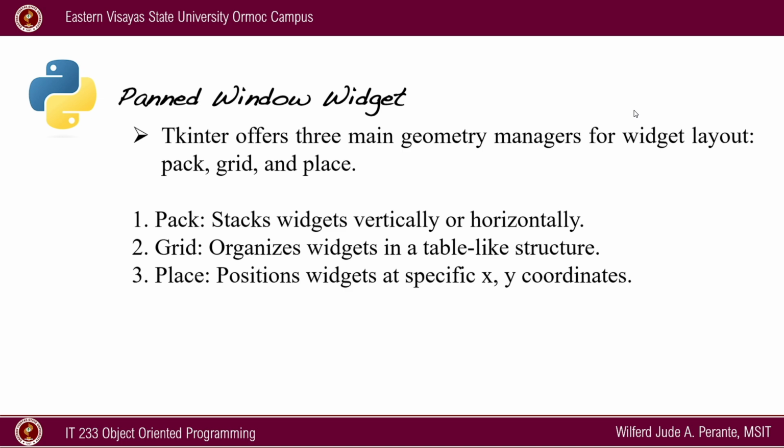So we have here three main geometry managers for widget layouts in the paned window. We have the pack, the grid, and the place. The pack stacks widgets vertically or horizontally, while the grid organizes widgets in a table-like structure, while the place positions widgets at specific x, y coordinates. So those are the three main geometry managers for widget layout.